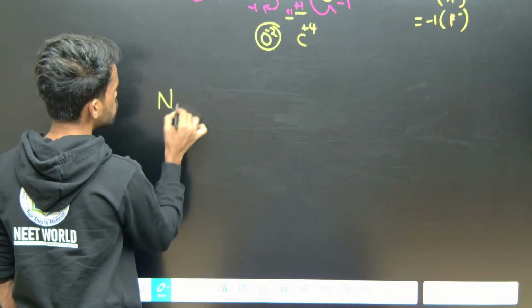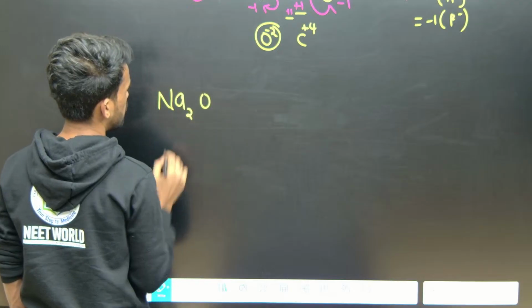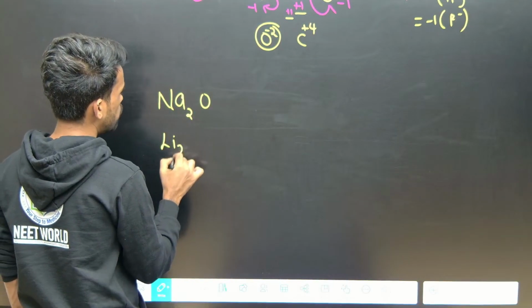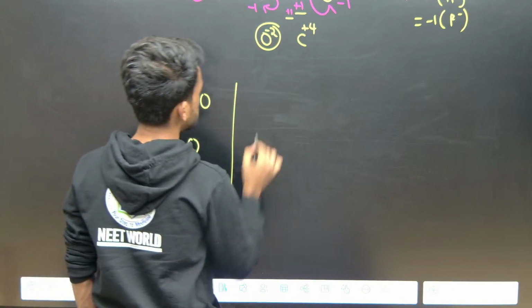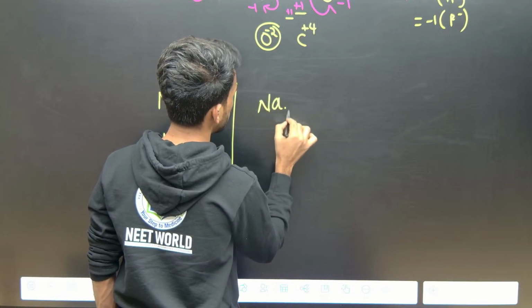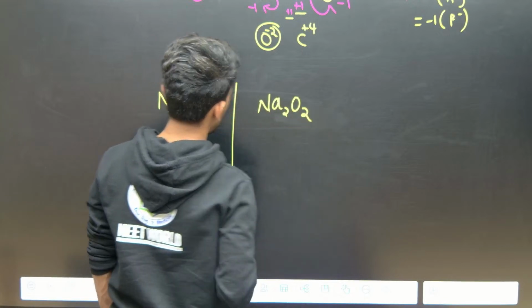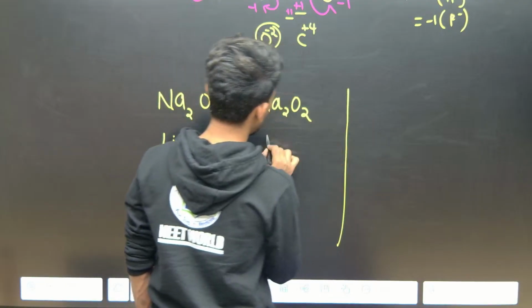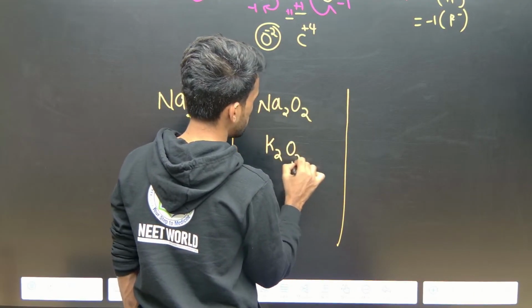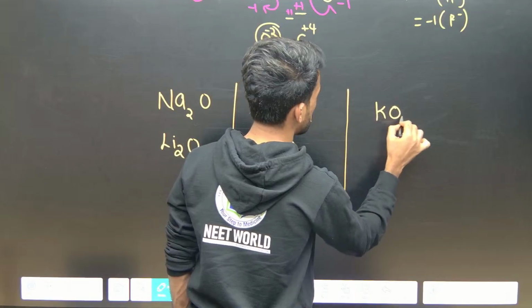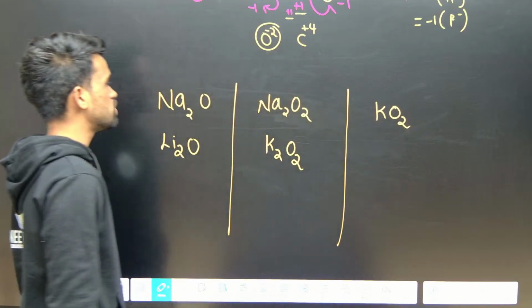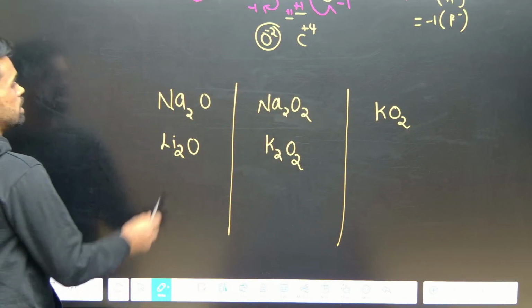I am writing sodium oxide like Na2O, Li2O, like this I am mentioning, and the next I am writing Na2O2. The next I am writing K2O2, and the next I am writing KO2, like this. So from this what are you understanding? See, there is one alkali metal.